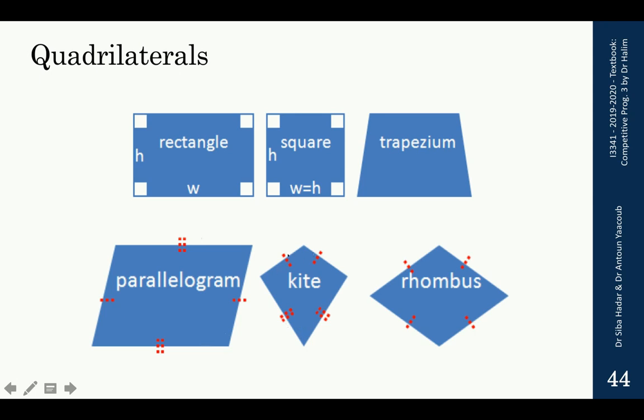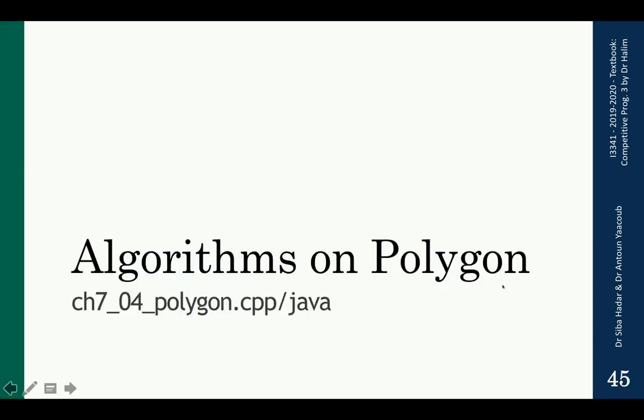In a kite, each two consecutive sides are equal. Every 2 consecutive sides are equal. We have equal, equal, and then equal, equal. And a rhombus, we have 4 equal sides, but not necessarily right angles like a square. And we finished part 1 of the lesson. Part 2 is a more interesting one, but it was not possible to explain it without passing through part 1.